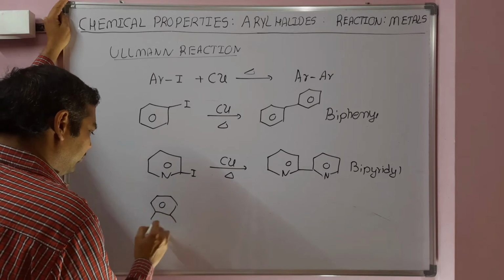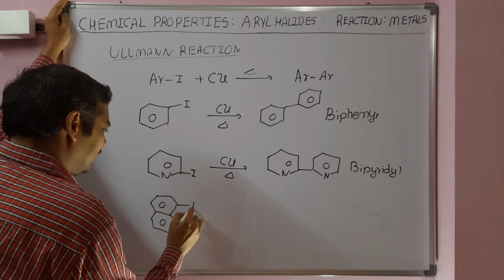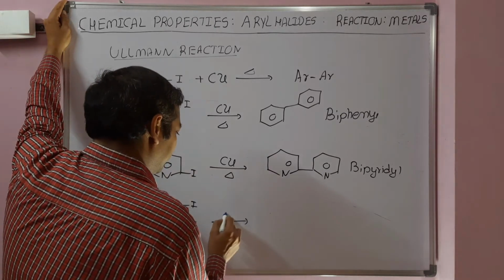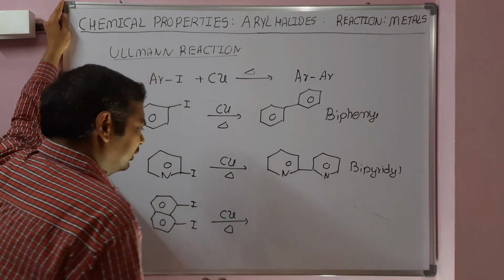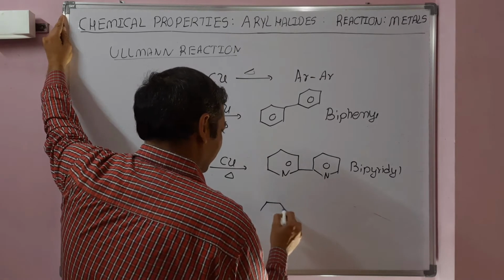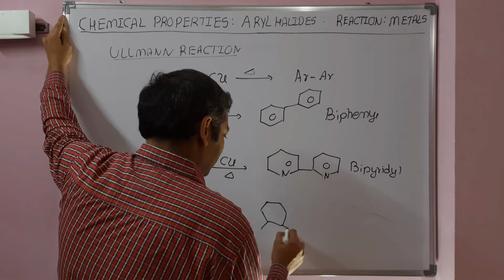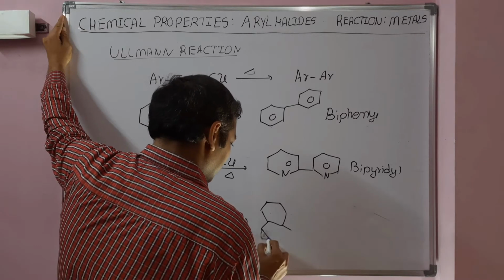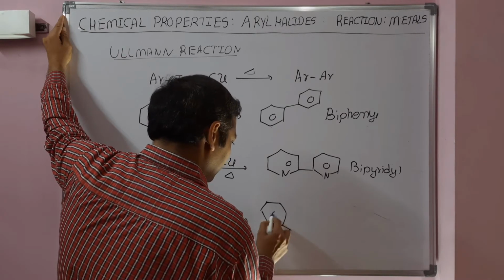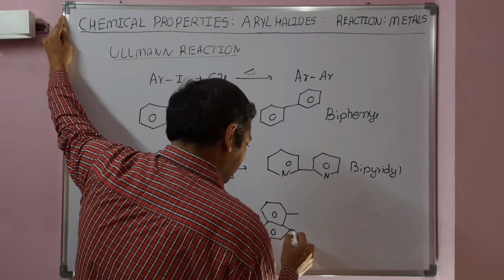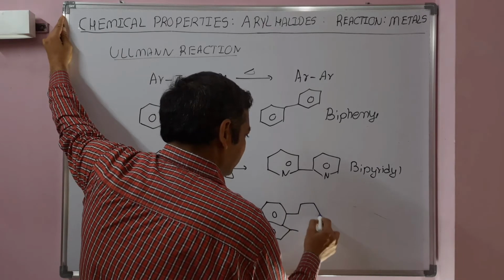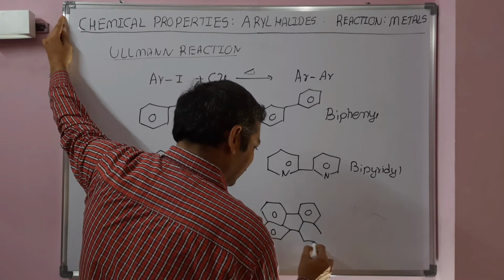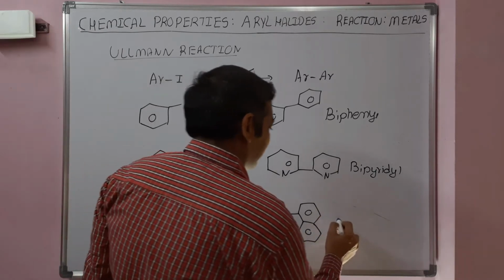Similarly, 1,8-diiodonaphthalene undergoing Ullmann reaction. See the product obtained, perylene. This is the product obtained when 1,8-diiodonaphthalene reacts with copper at high temperature. This is perylene, the Ullmann product.